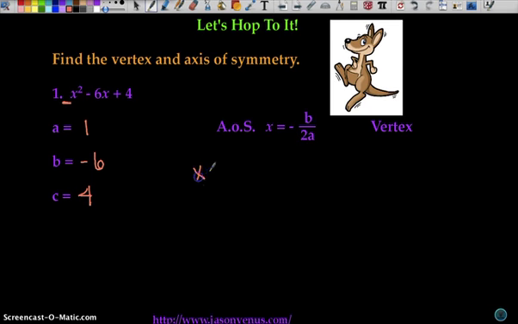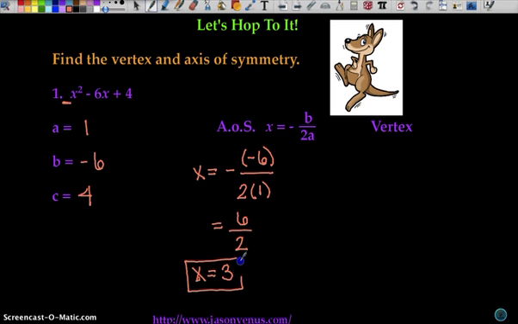So we take x equals negative. Now we put b, remember every time you plug in a number, put it in parentheses, over 2 times a, which is 1. So we end up with a negative times a negative. Remember that that's positive, so we have 6 divided by 2. So our axis of symmetry is the line x equals 3.